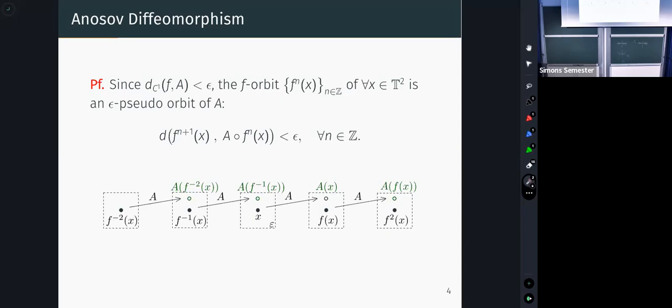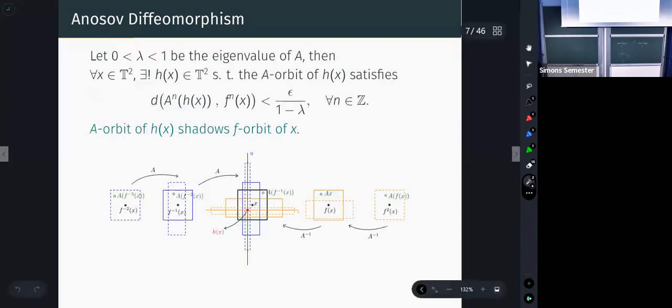So for this F, the orbits of X under the action of F is actually a pseudo orbit of A. Then you can take very classical things: for lambda to be an eigenvalue of A, you can find a unique point, which we denote by Hx, such that the A orbit of Hx satisfies these things. The A orbit of Hx is shadowing the orbit of X under F, right? The proof is quite simple.